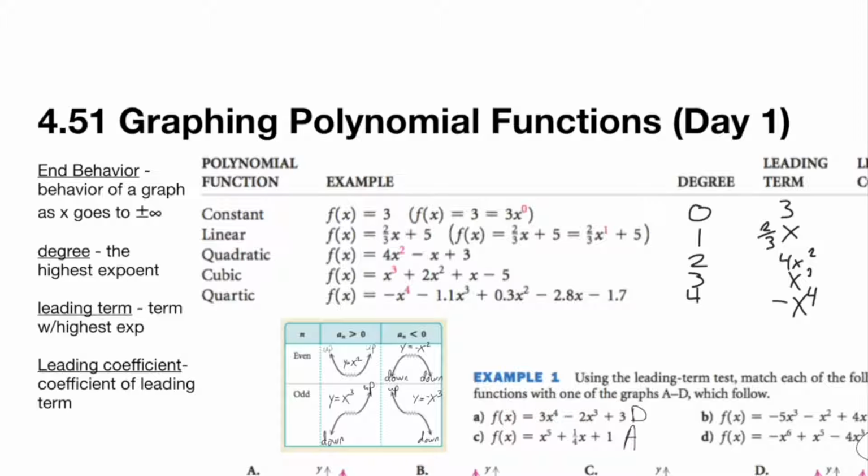Welcome everybody, this is section 4.5, day 1, graphing polynomial functions. We've got some terminology to go over.